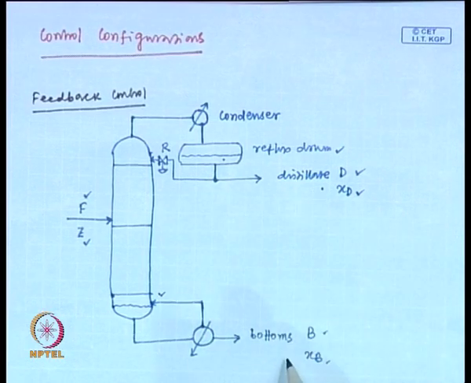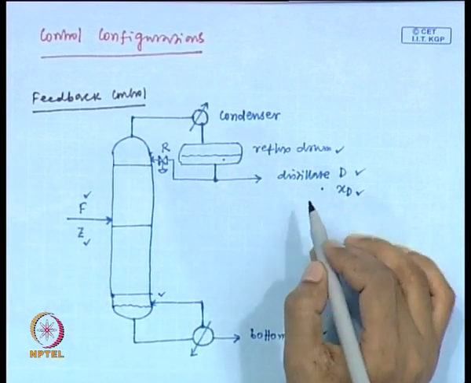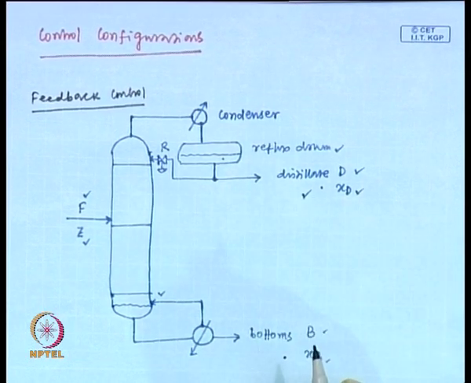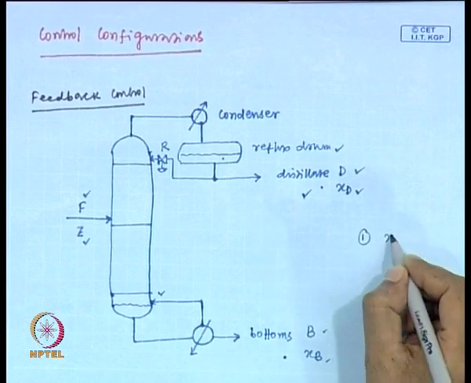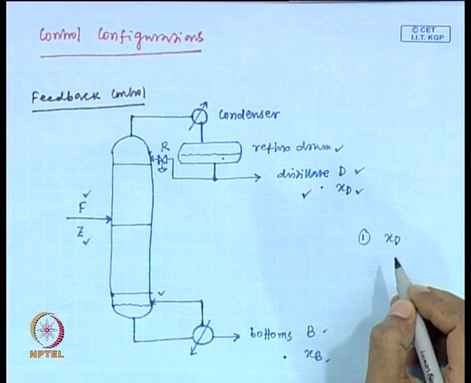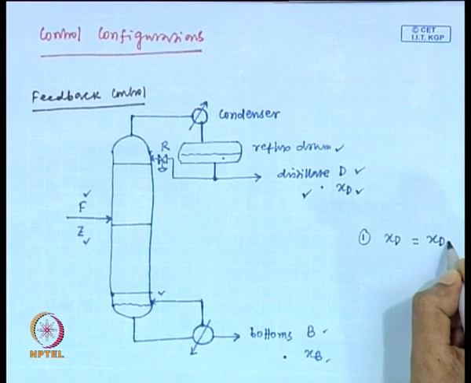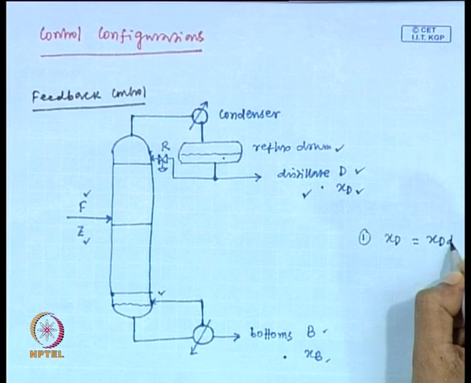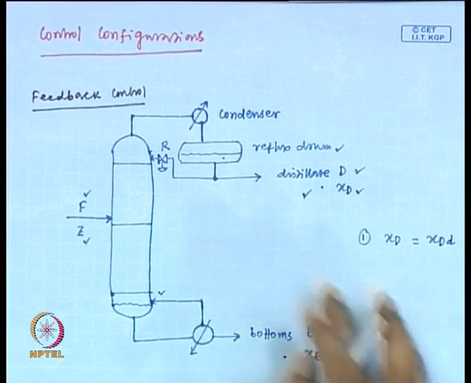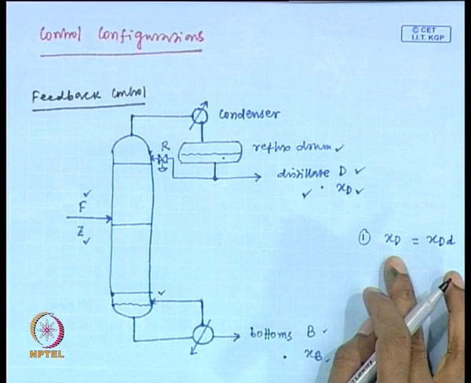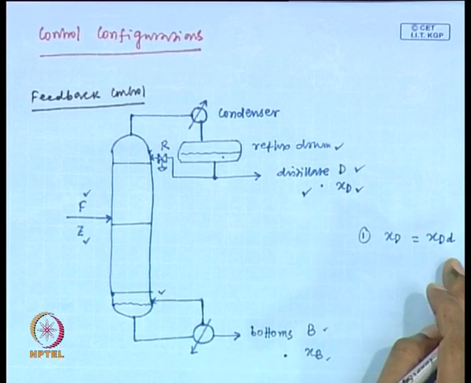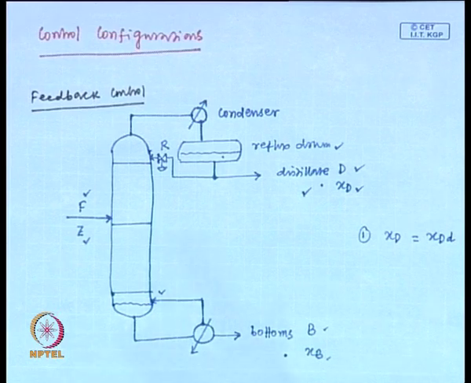First, we have to know what the control objective of this process is. There are basically two products, one is distillate, another one is bottoms. We will consider the top product presently. So, what is the objective? The objective is to maintain the top product composition at its desired value. If we consider the top section only, we need to maintain the top product composition xD at its desired value. So, what will be the control configuration for this case?